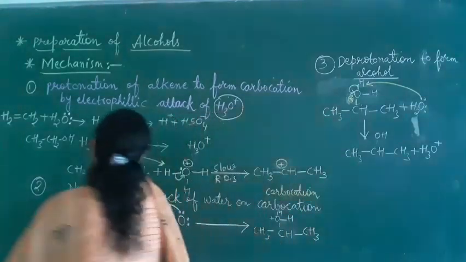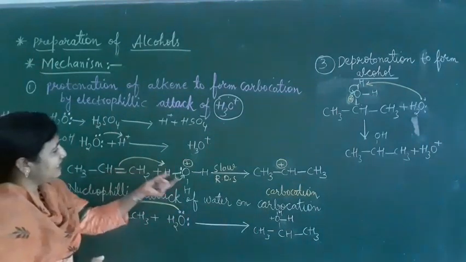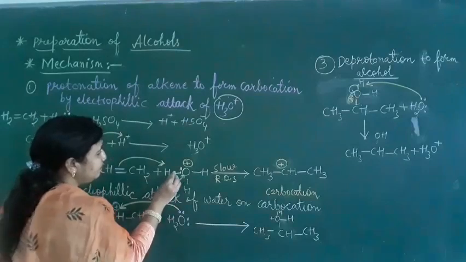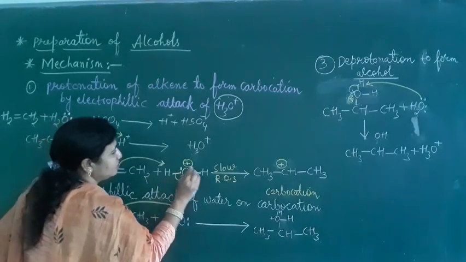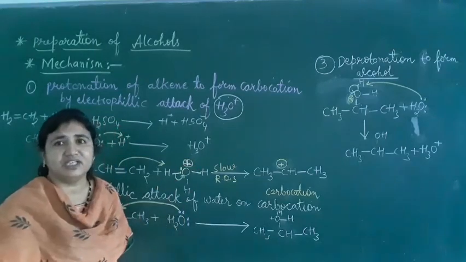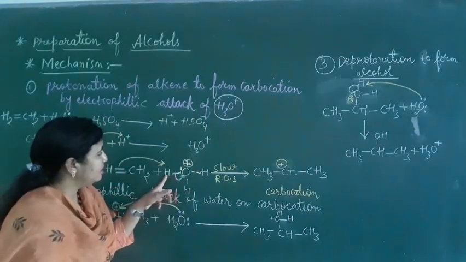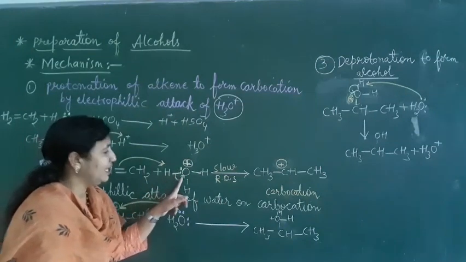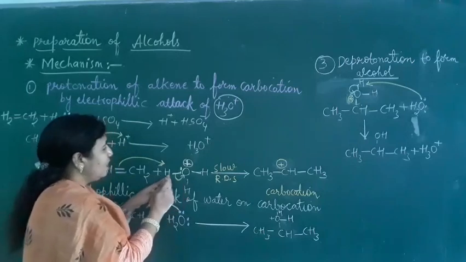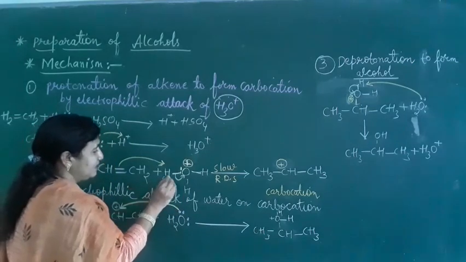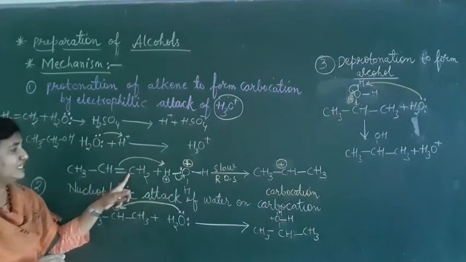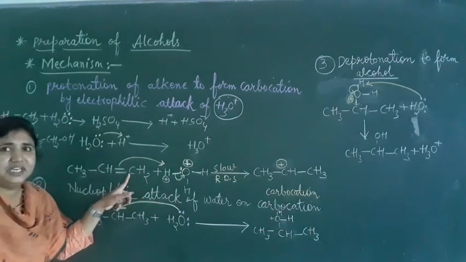Now what will happen? These electrons will take this hydrogen. In hydronium, H3O plus, on oxygen we have a plus sign, which means it is highly unstable. So this oxygen hydrogen bond will break. This oxygen will take these 2 electrons. Now this H becomes H plus. This H plus will get attached here to this alkene.